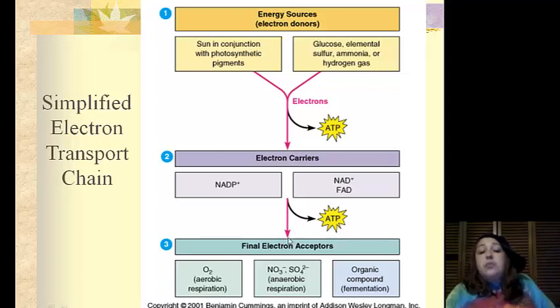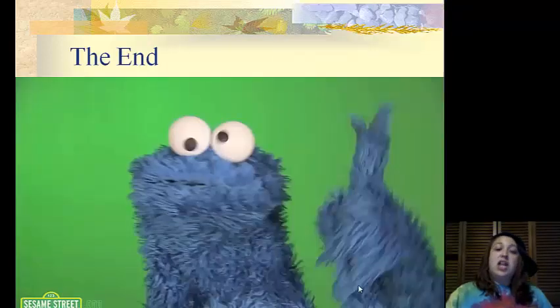And then we end up with the final electron acceptor, or the terminal electron acceptor. Terminal, dude. Totally. So, remember, oxygen is in aerobic respiration. Other inorganic compounds is going to be an anaerobic respiration. And other organic compounds is going to be in fermentation. So, that's all I got today.